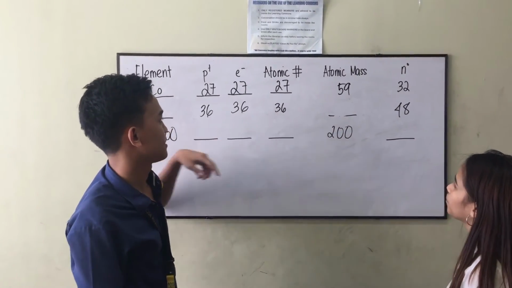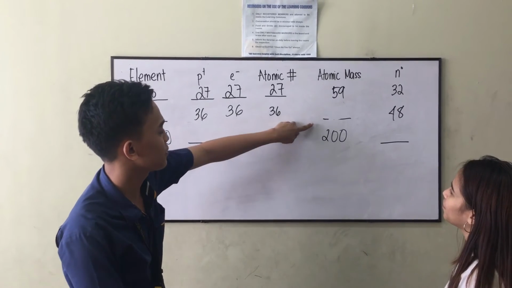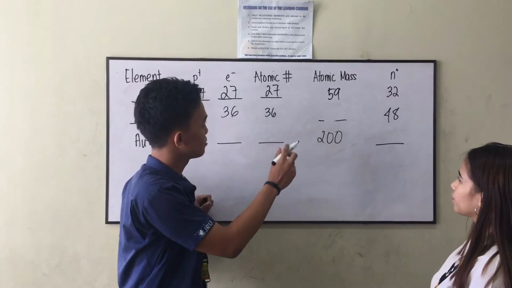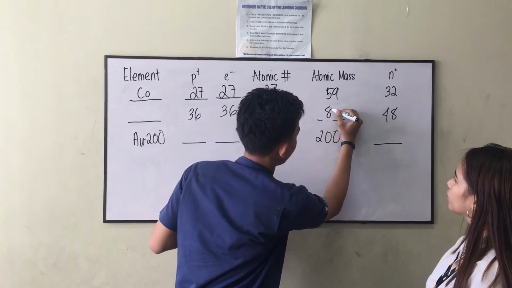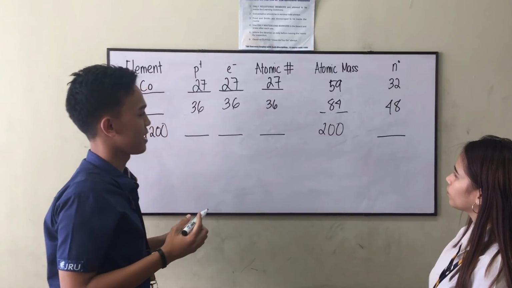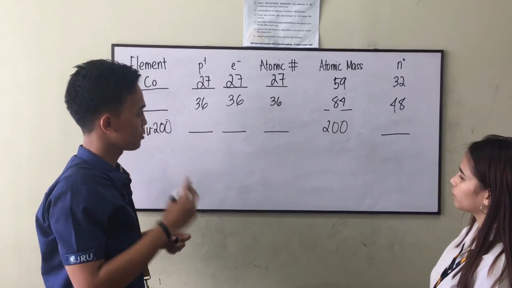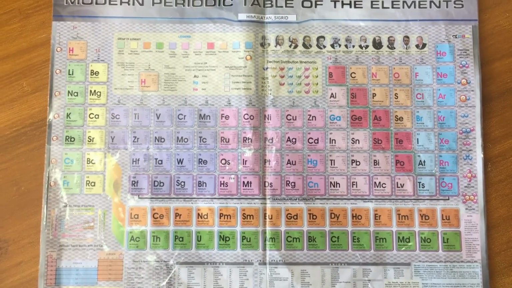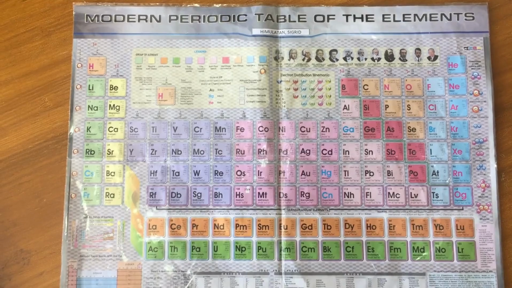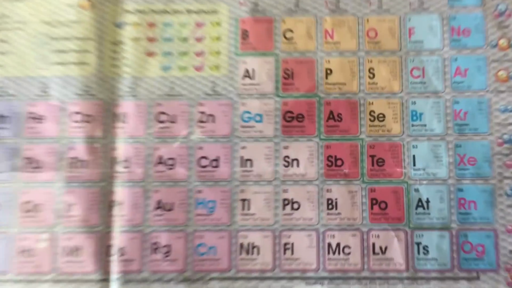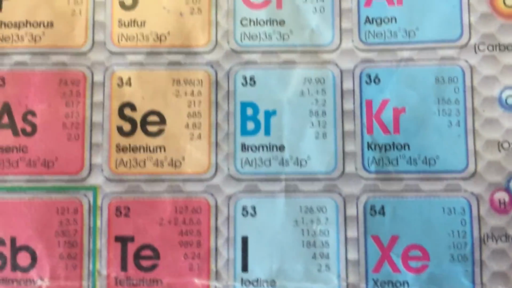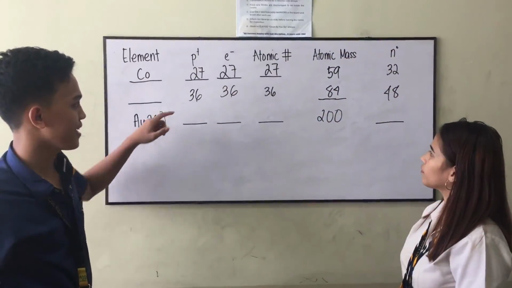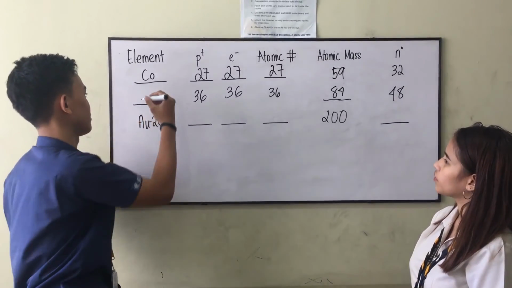Another example is this. To find the atomic mass, you need to add the neutron and the atomic number. When you add the neutron and atomic number, the answer is 84. To find the element, you need to look at the periodic table and find the atomic number of 36. So that will be krypton. The 36th element is krypton.